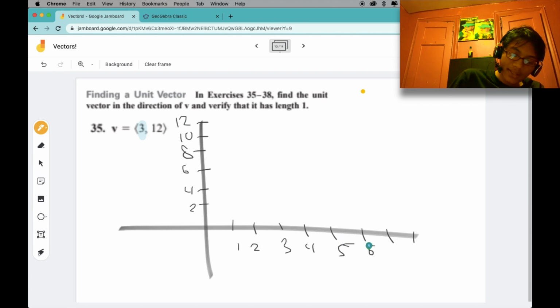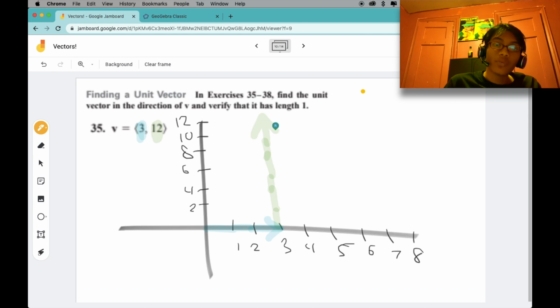Okay, so let's see what we're talking about. I'm going 3 units in the x direction: 1, 2, 3. So I've just gone 3 units in the x direction. Now go 12 units in the y direction. There's 2, 4, 6, 8, 10, 12. There you go. That right there is going to be my vector in the y direction.